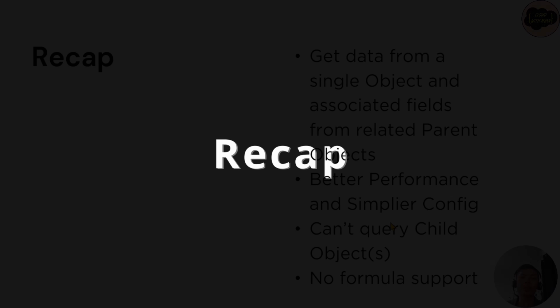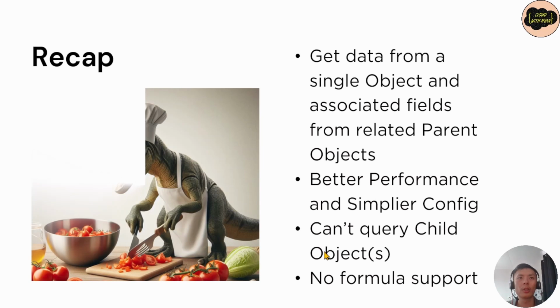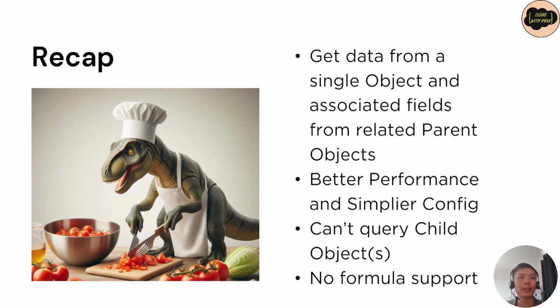To recap, you need to remember 4 things about DataRaptor Turbo Extract. First one is it can get data from a single object and associated fields from related parent objects. It has better performance and simpler configuration compared to DataRaptor Extract. You can't query child objects with DR Turbo Extract, and there is no formula support. So it's a bit like DataRaptor Chef that's very good at cutting one ingredient, the tomato.